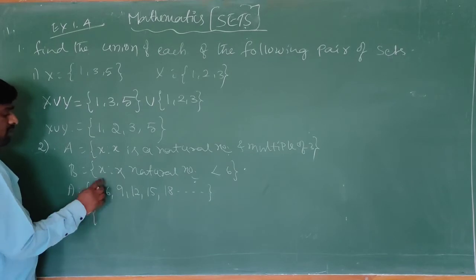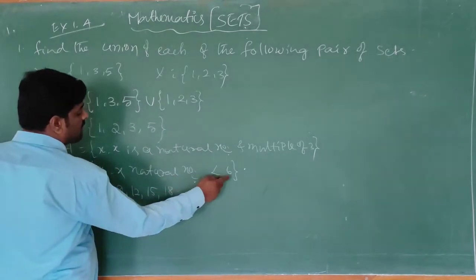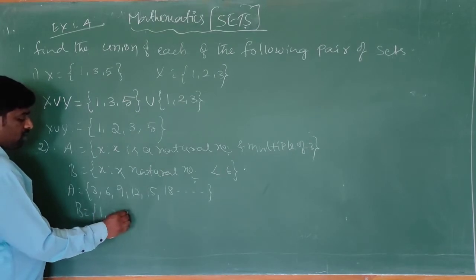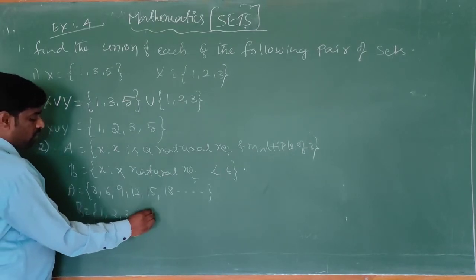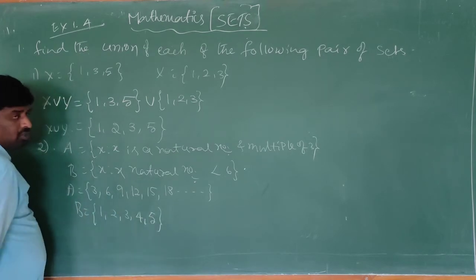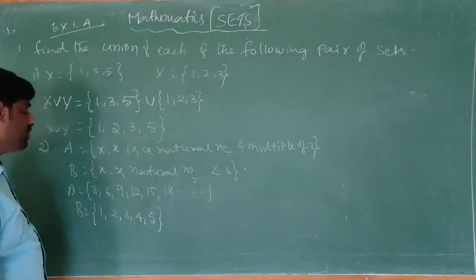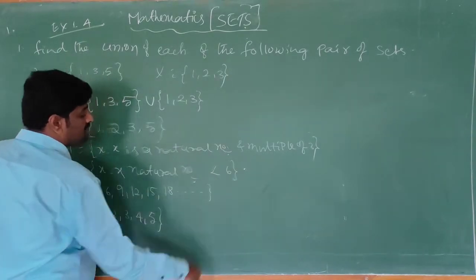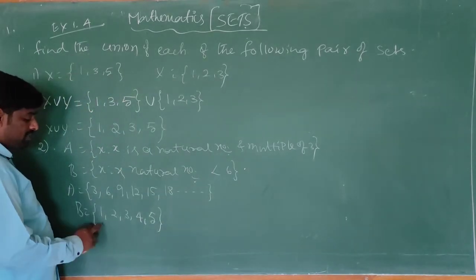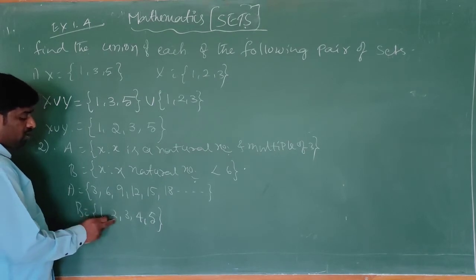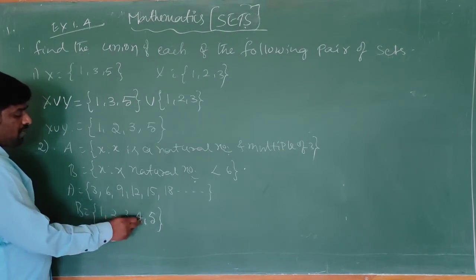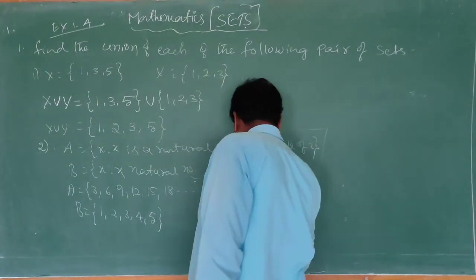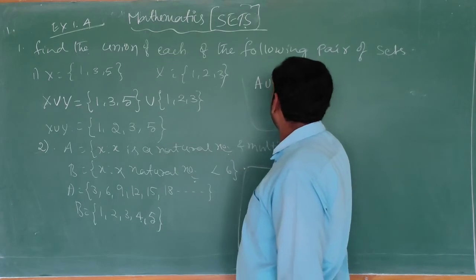Now the B set: x such that x is a natural number less than 6. What are the natural numbers less than 6? 1, 2, 3, 4, 5. If it were less than or equal to 6 we should write 6, but they are telling less than 6, which means except 6. The natural numbers are 1, 2, 3, 4, 5.